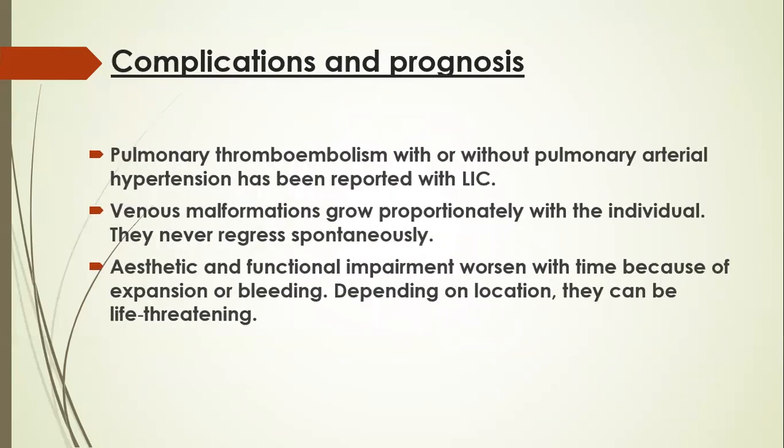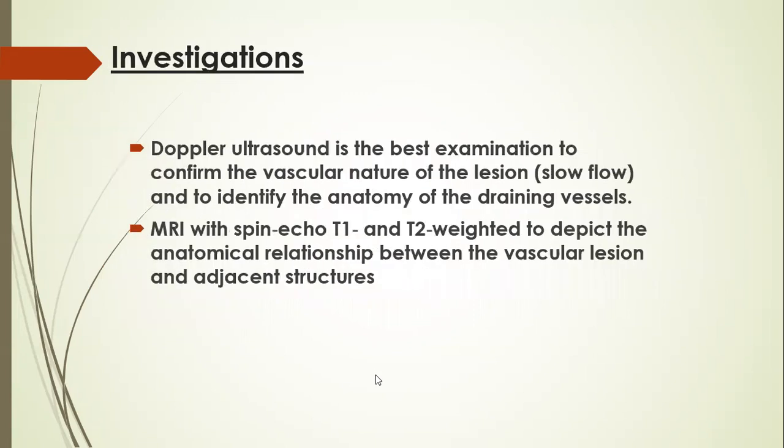Complications and prognosis. Pulmonary thromboembolism with or without pulmonary arterial hypertension has been reported with localized intravascular coagulopathy. Venous malformations grow proportionately with the individual and they never regress spontaneously. Aesthetic and functional impairment worsen with time because of its expansion and bleeding, and also depend on the location, and it can even be life-threatening.